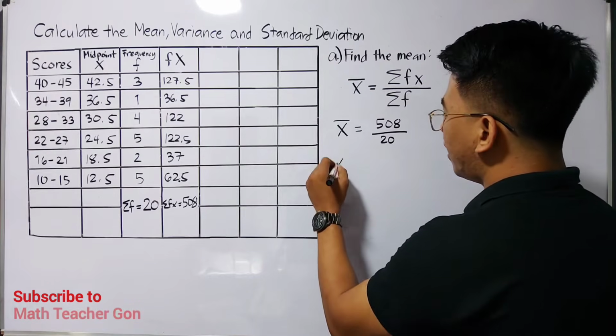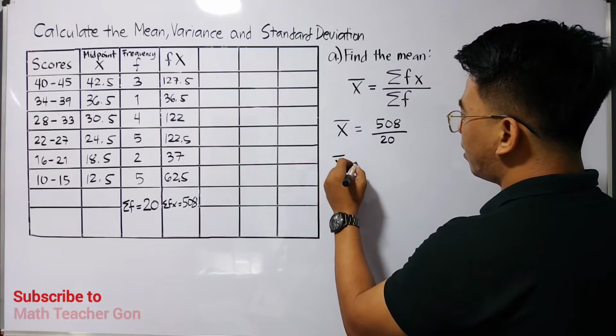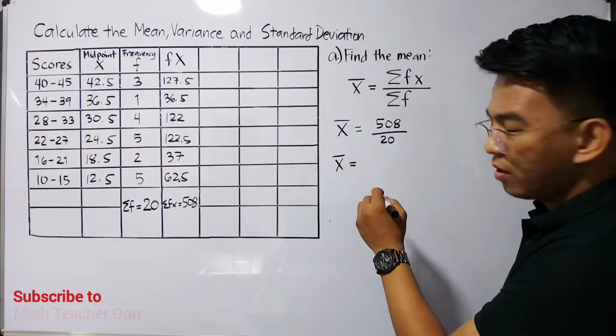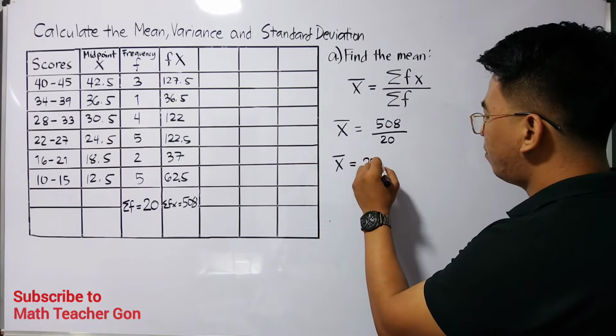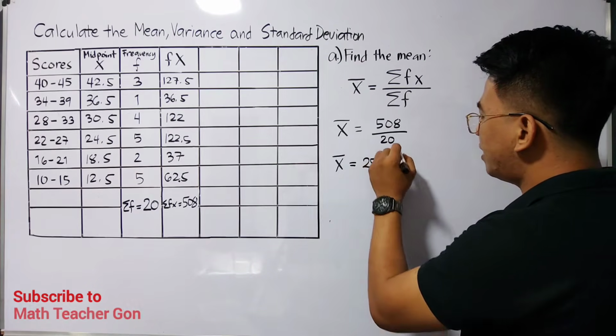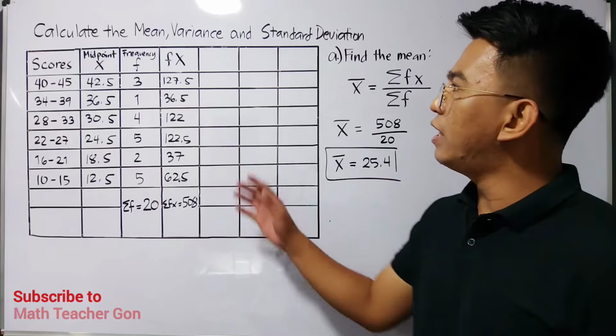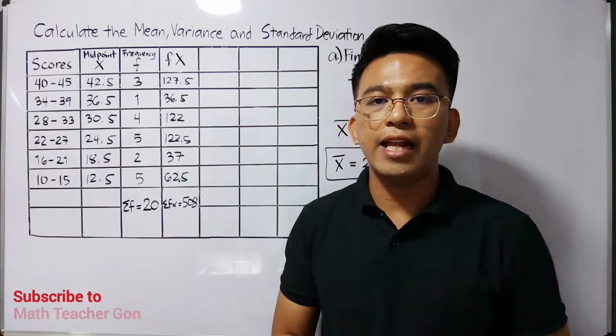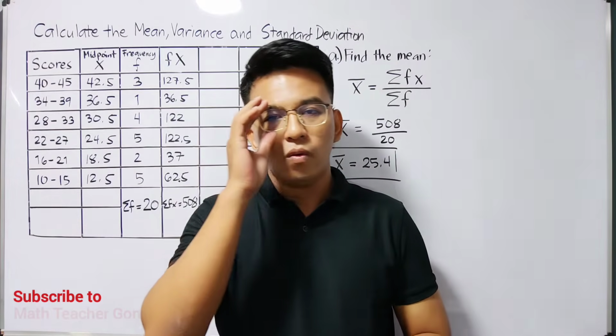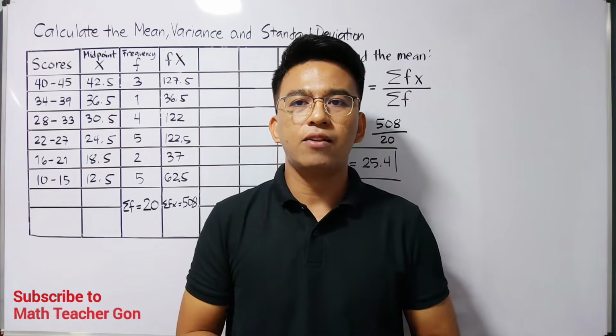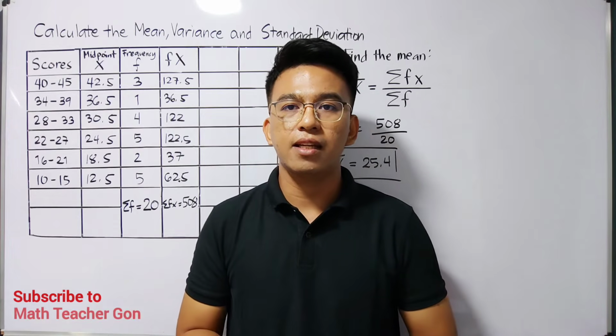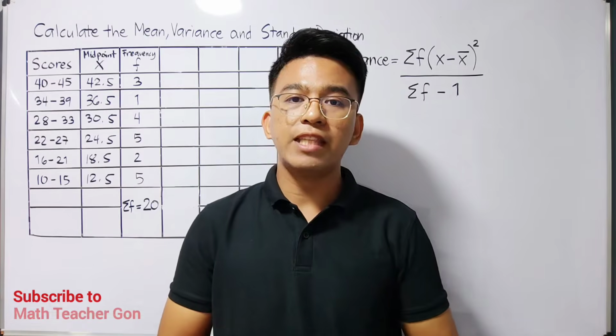So meaning guys, our x bar here is equal to 25.4. This is the mean of this given group data. In the next part of our video, we will talk about how to get the variance and standard deviation. Now, let's continue our video.